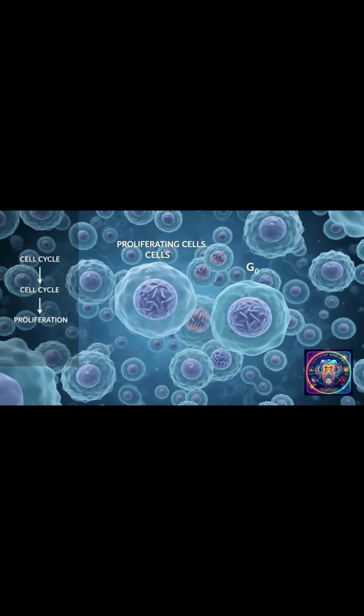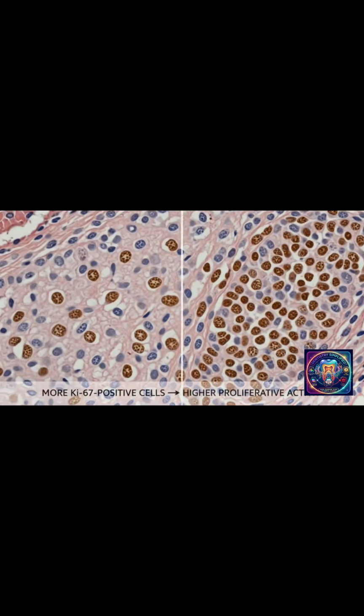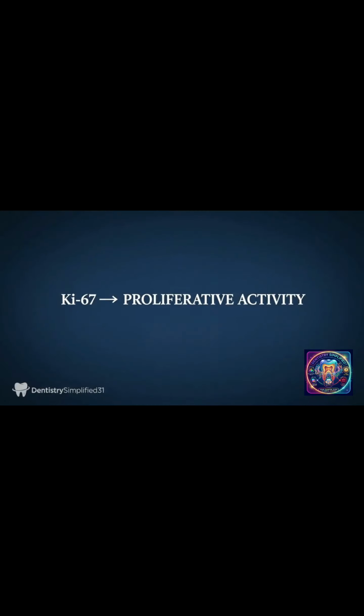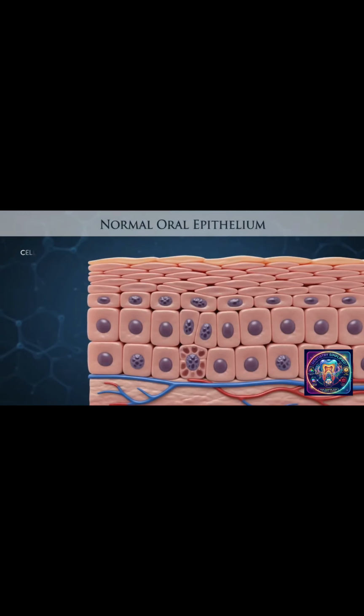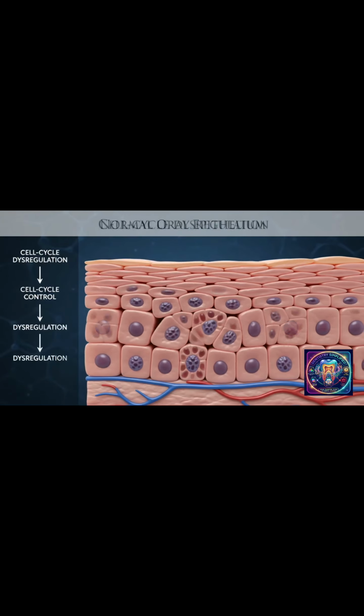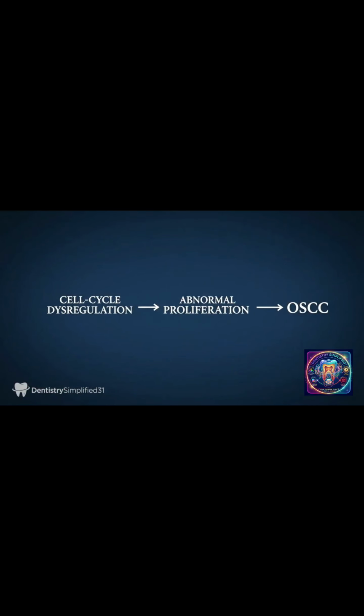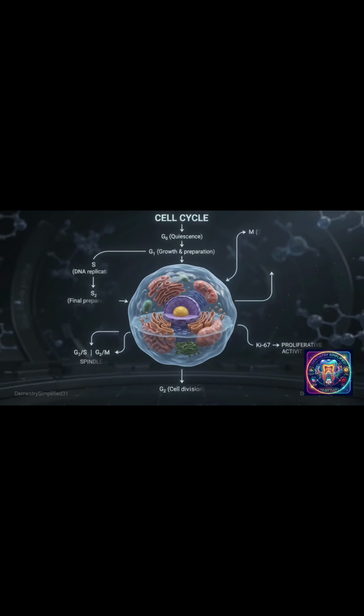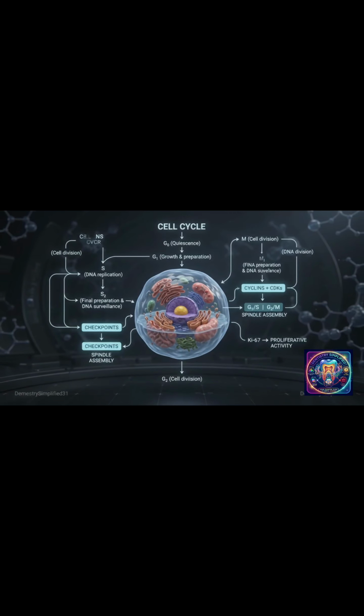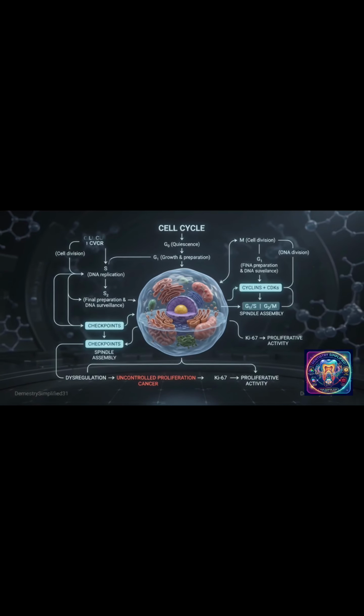Ki67 is a nuclear marker associated with actively proliferating cells and is widely used to assess proliferative activity in tumors and tissues. In oral squamous cell carcinoma, alterations in cell cycle control can disrupt normal proliferation and differentiation, contributing to uncontrolled tumor growth. The cell cycle coordinates growth, DNA replication, and division. Through cyclins, CDKs, and checkpoints, when control fails, cancer can result.